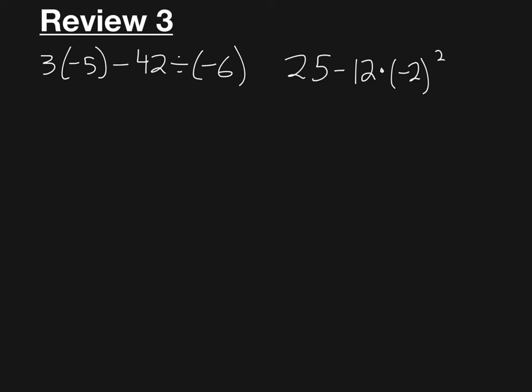We're going to just take a quick look at 4 examples of how to simplify expressions using PEMDAS, the order of operations. In our first example here, we have 3 times -5 minus 42 divided by -6. So we've got to use our order of operations here. So let's check our parentheses first.